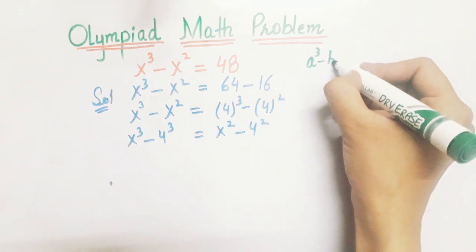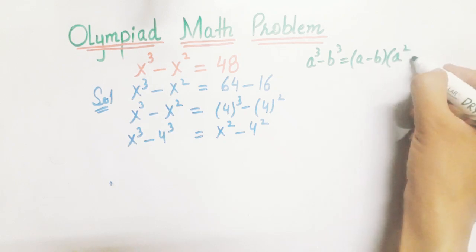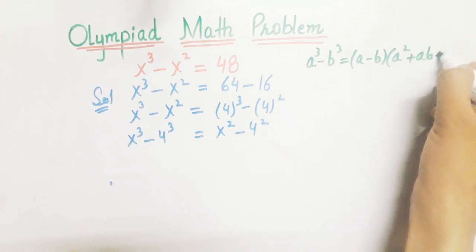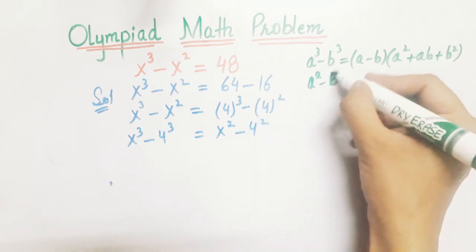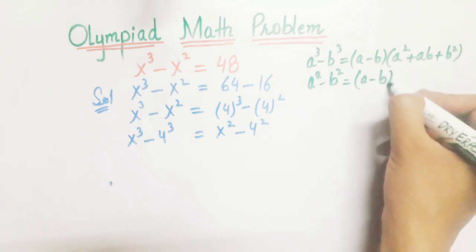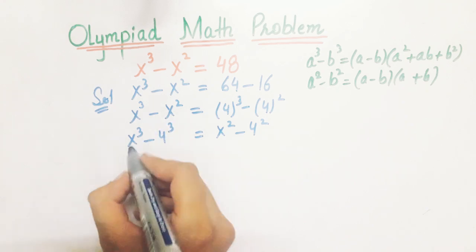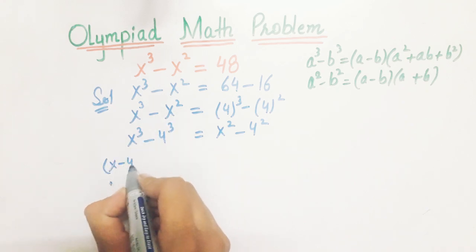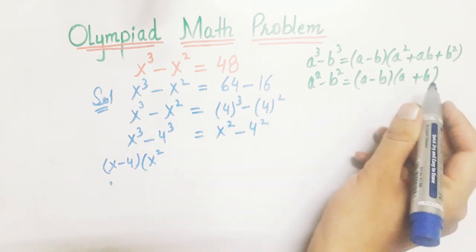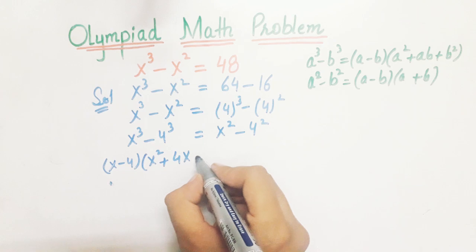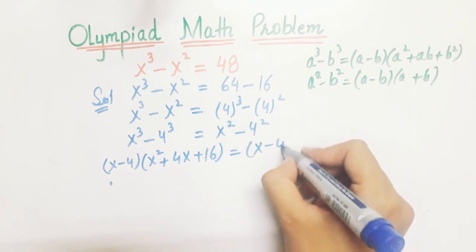Now here we apply the formula, that is a cube minus b cube equals a minus b into a square plus ab plus b square. And the other formula we will apply here is a square minus b square, that equals a minus b into a plus b. So according to these formulas we will solve this question and get first of all x minus 4, then the other pair is x square plus ab, meaning 4x, plus 4 square, that is 16, and here we have x minus 4 into x plus 4.